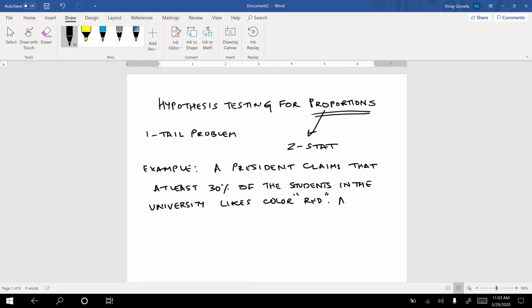So a sample of 40 students. You want to verify whether the president's claim is right or wrong. So you are taking a sample of 40 students, out of which 8 students like color red.